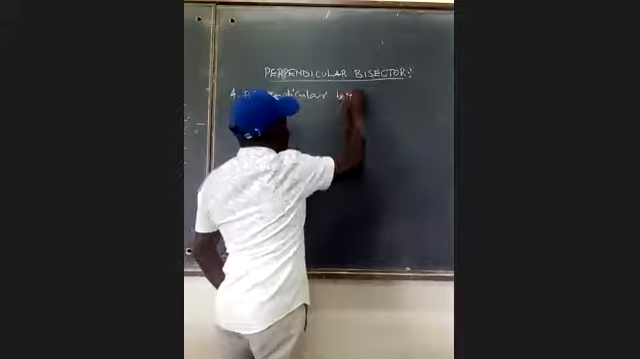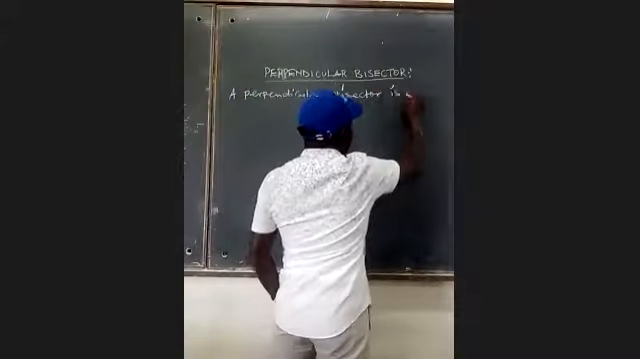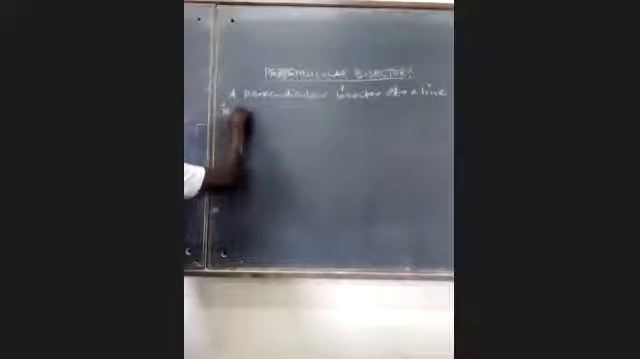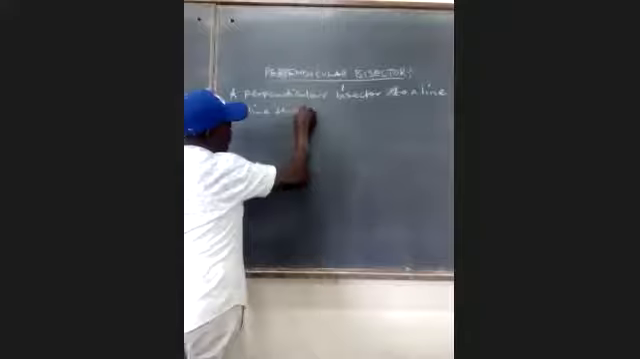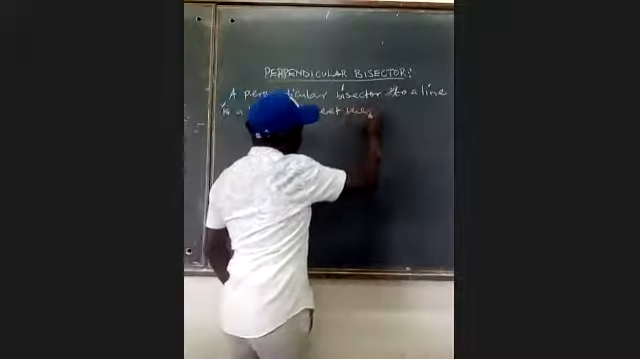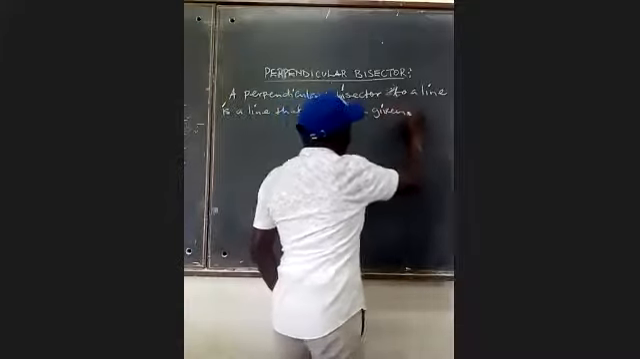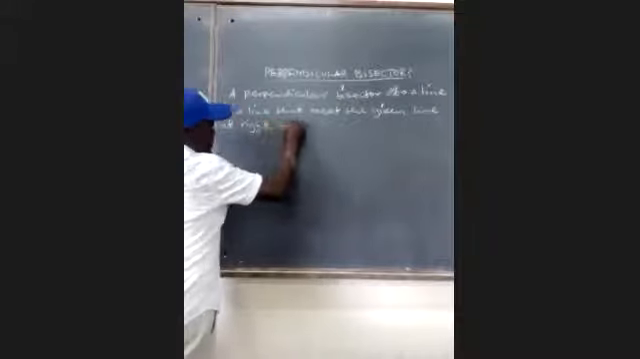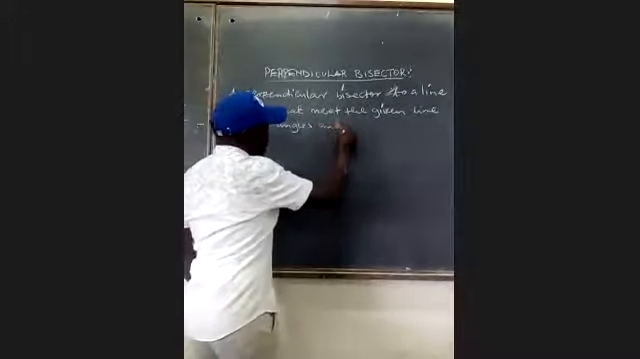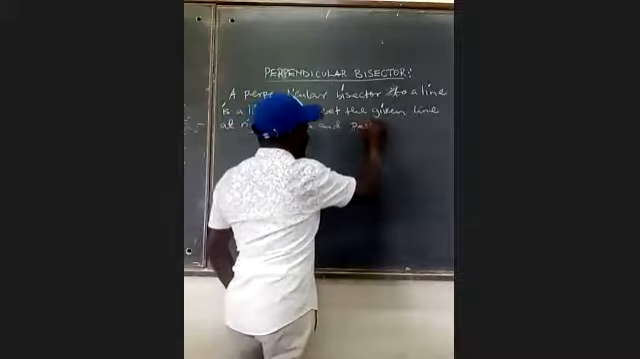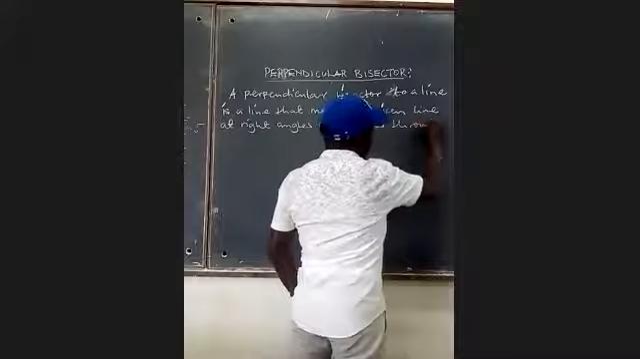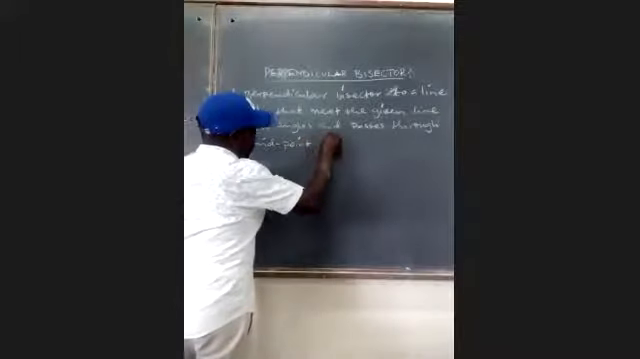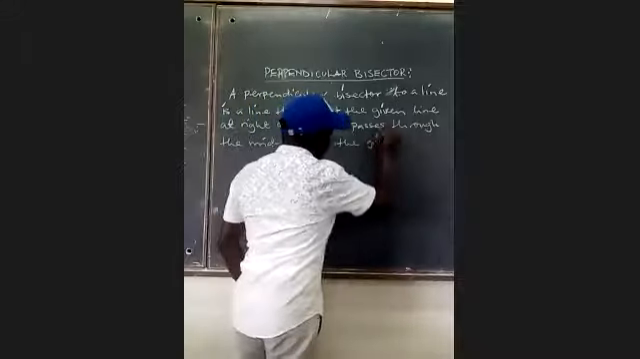A perpendicular bisector to a line is a line that meets the given line at right angles and passes through the midpoint of the given line.